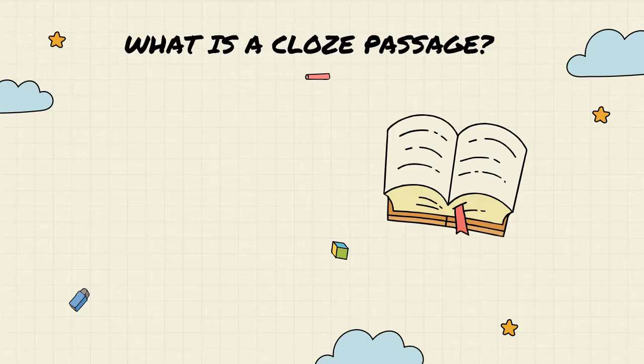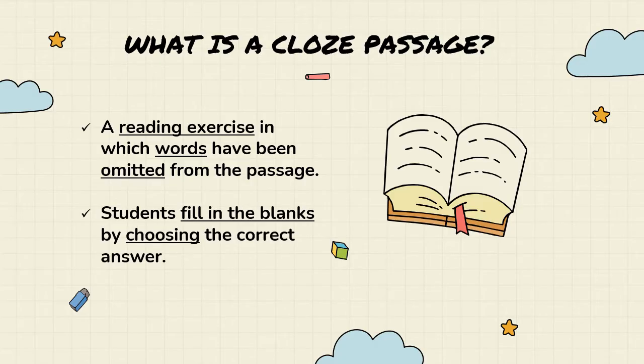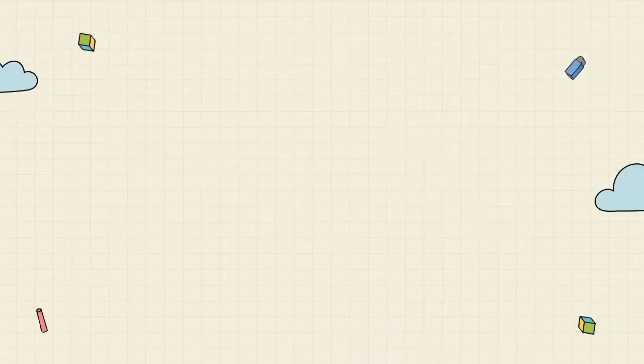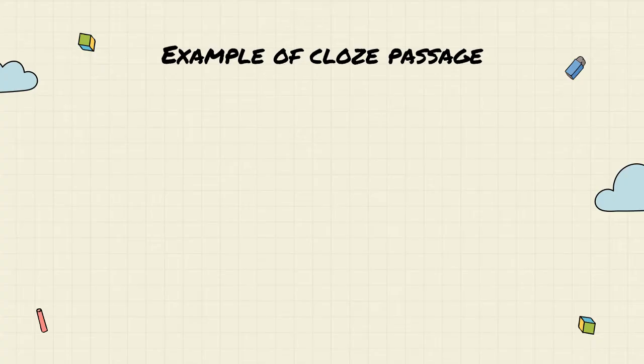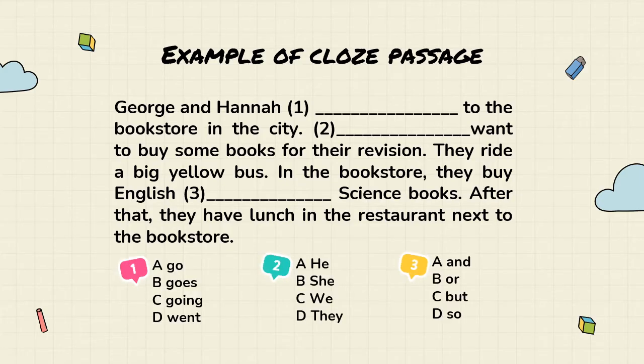Do you know what a closed passage is? Closed passage is a reading exercise in which words have been omitted from the passage. And you will have to fill in the blanks by choosing the correct answer. This is the example of closed passage. As you can see here, there are 3 blanks. There are also answers provided, and you will have to choose from option A, B, C, or D. Now, are you ready to answer the question?